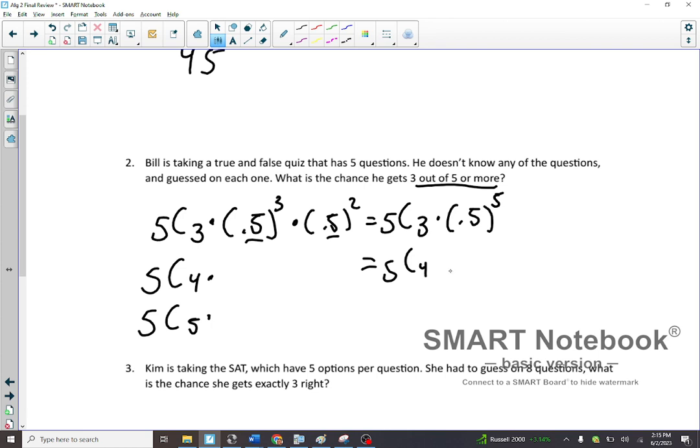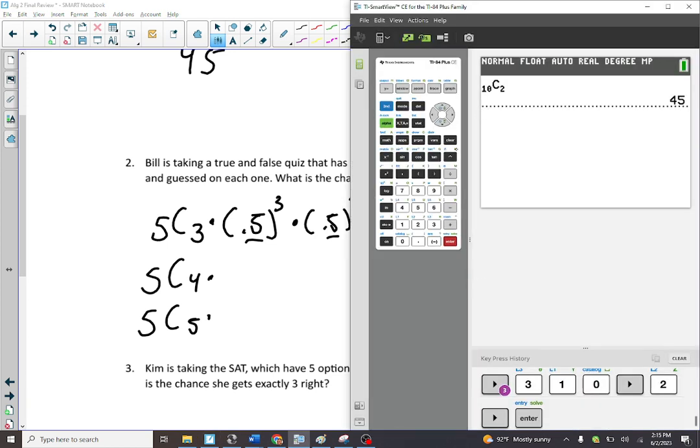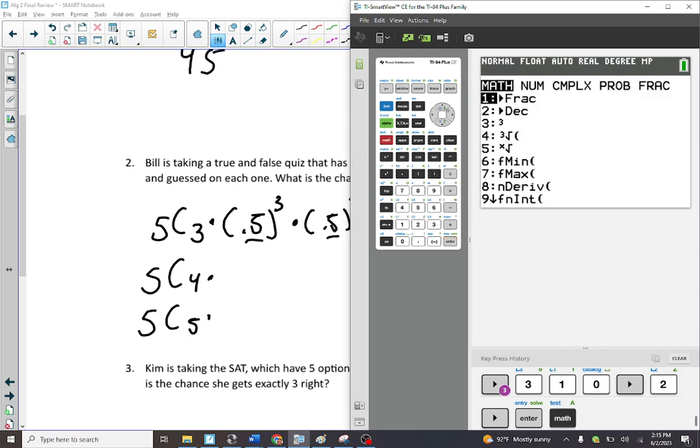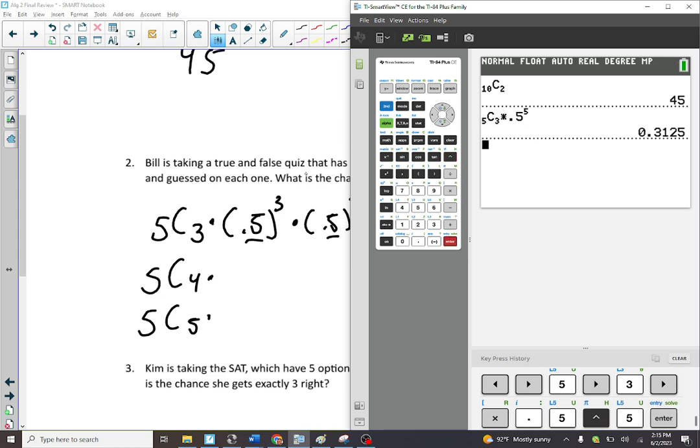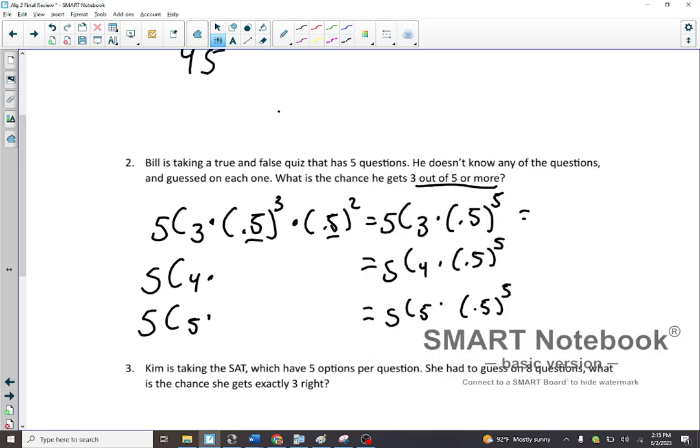But it will work for each one. So 5c4 times 0.5 to the fifth power. And 5c5 times 0.5 to the fifth power. In this case, I'm forced to use my calculator. So math, probability, and nCr, which is this? 5c3 times 0.5 to the power of 5. So 31.25%.